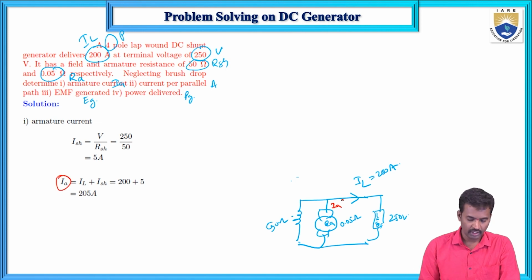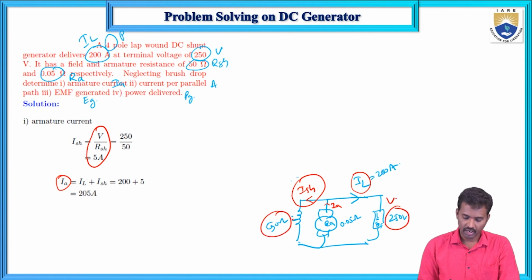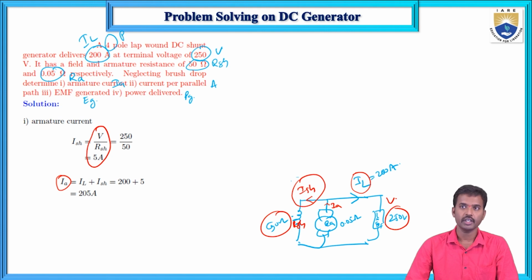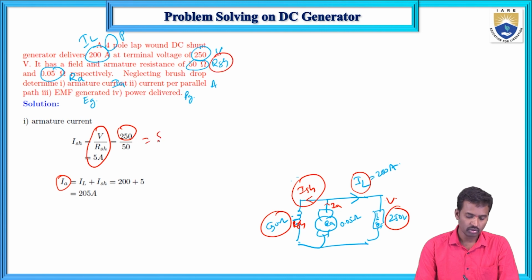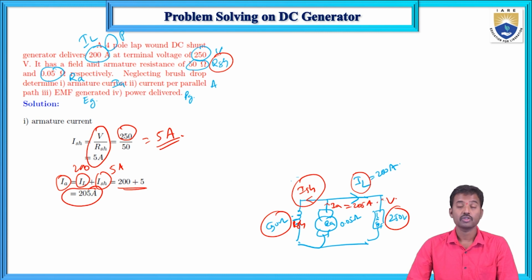Now, to calculate the armature current, IA equals IL plus ISH. ISH can be calculated as V by RSH. In a parallel circuit, the same voltage is developed across each element, so the shunt field winding voltage, the armature voltage and the terminal voltage are the same. So ISH equals V by RSH, 250 volts divided by 50 ohms, which equals 5 amperes. With ISH of 5 amperes and IL of 200 amperes, IA equals 205 amperes. So the first question is over.